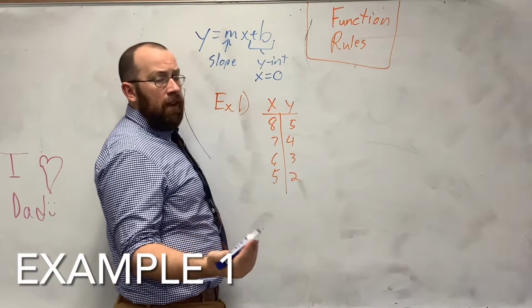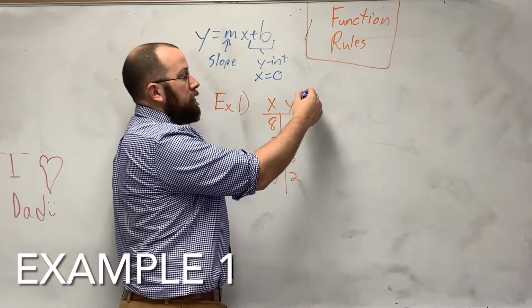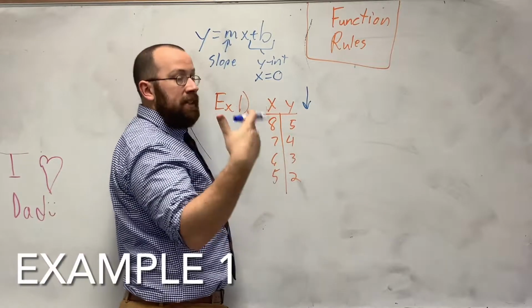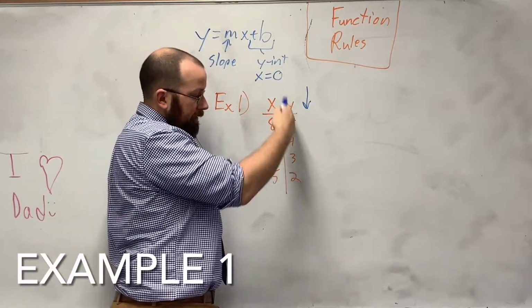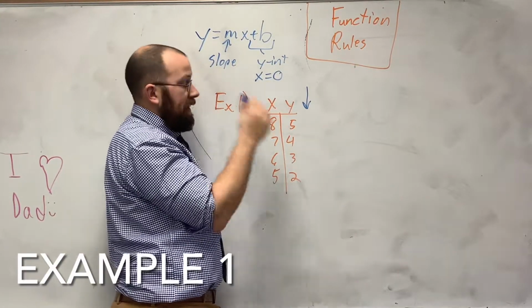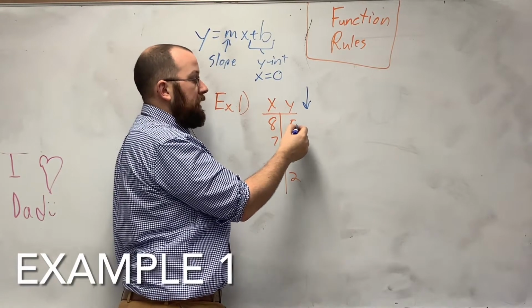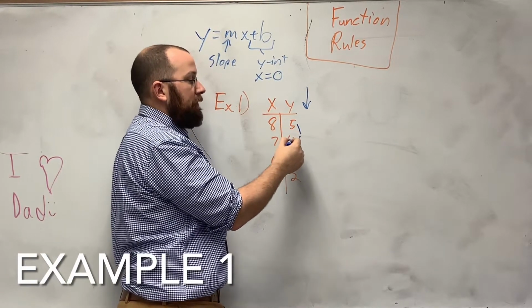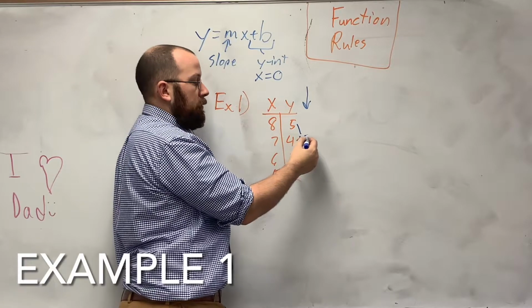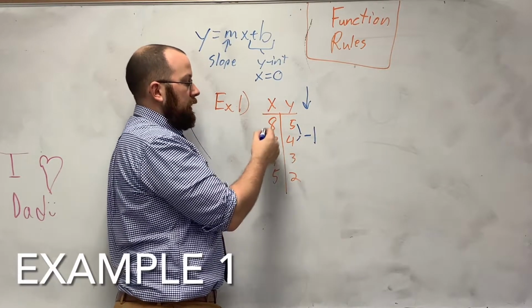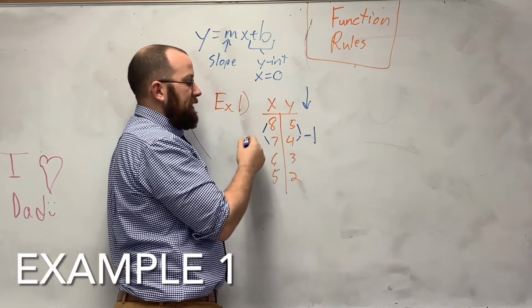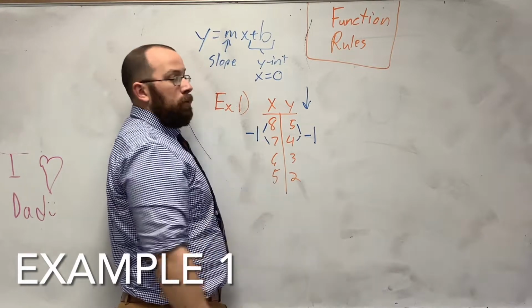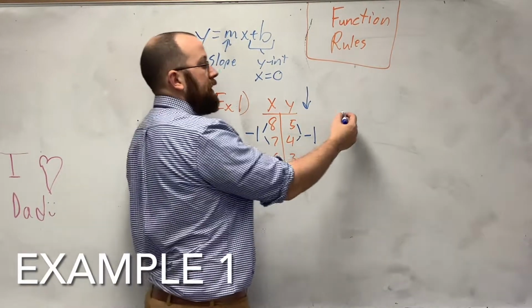What you're actually doing is finding slope, but it's a little bit easier. I'm counting down, as in going down on the table. So I ask myself, how many does it take to get from 5 to 4, because I'm going down? Well, I have to subtract 1. How many does it take to get from 8 to 7? Subtract 1.